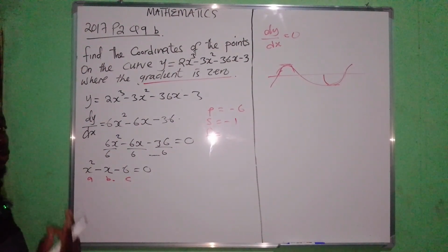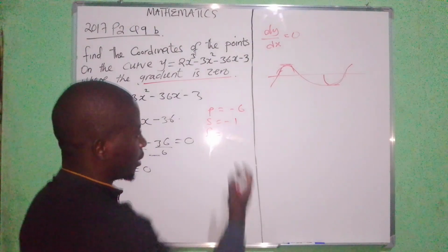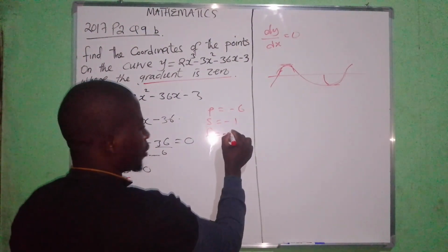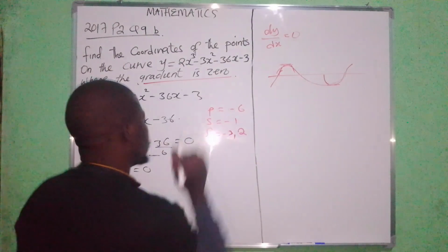The factors are the two numbers. When you multiply them, you get negative 6. When you add them, you get negative 1. We are looking for negative 3 and 2.